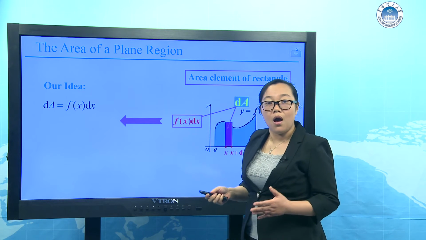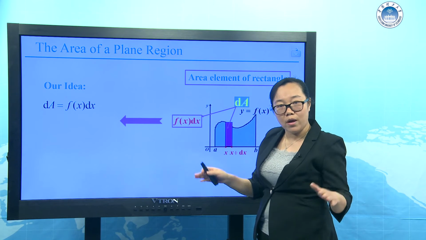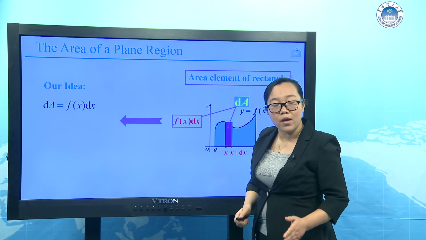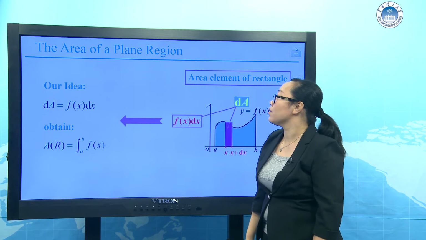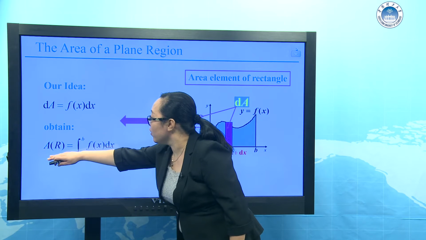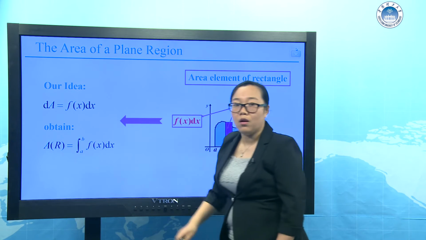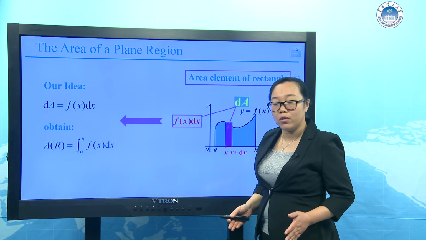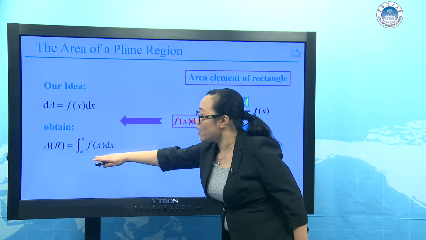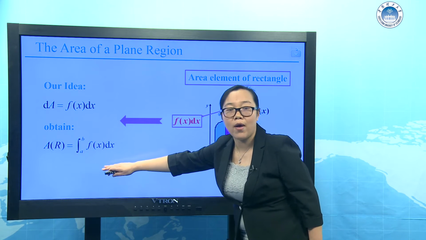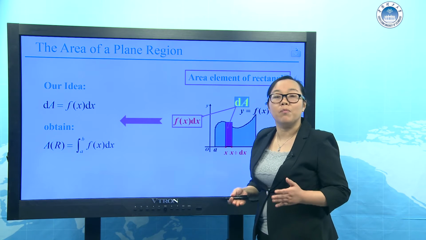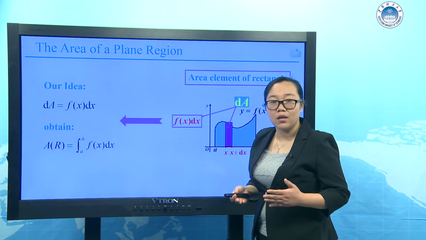Given our element, how do we get the total area? Using the definite integral, the area of the given region is the integral from a to b. From a to b, we know it is a definite integral. In fact, it is a value. The value may be a positive number, or may be a negative number.